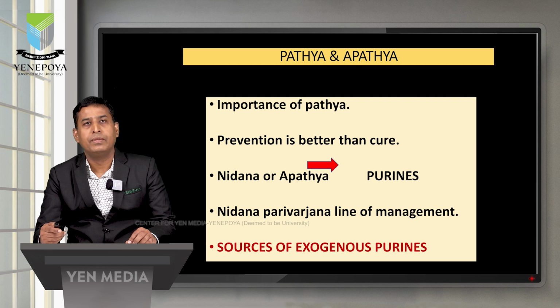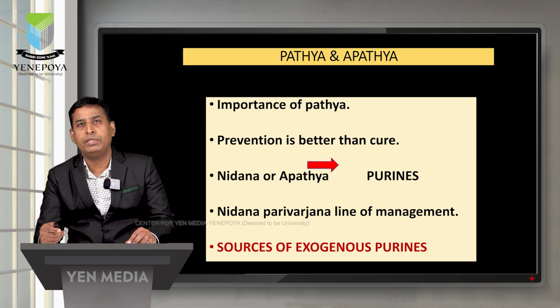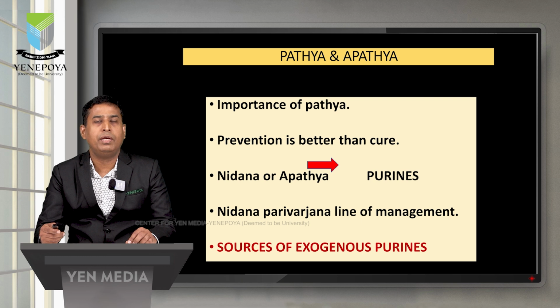Hence, in Ayurveda, the first line of treatment is nidana parivarjana, that is, one should avoid all the etiological factors that are responsible for the causation of disease. Hence, here a patient who is suffering from hyperuricemia should avoid intake of purines as the first line of management. Hence, in this presentation from here onwards, let me discuss various exogenous sources which are consumed by the person, which are apathya, which result in increased uric acid and thereby contribute to hyperuricemia.